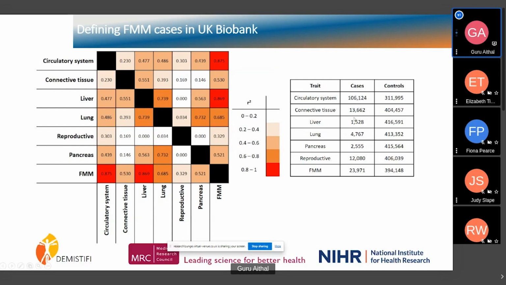But looking more closely, about 1,528 patients with liver disease come up. Same with the lung, pancreatic, reproductive organ. Again, a local fibrosis develops due to ovarian and endometriosis-like conditions. So you identify these people and then look at genetic signals. I'll show you some of the data, preliminary data, if I can, at the end of this.